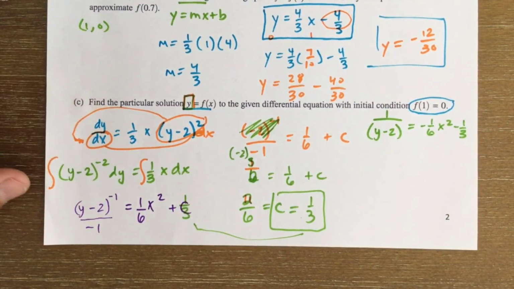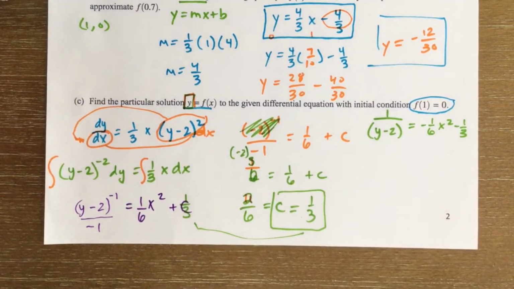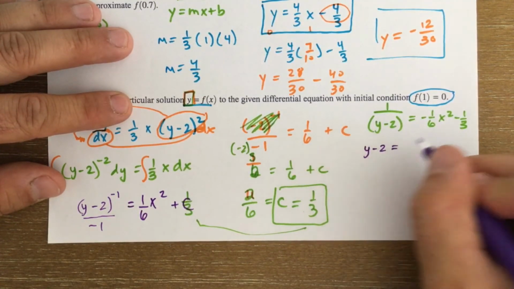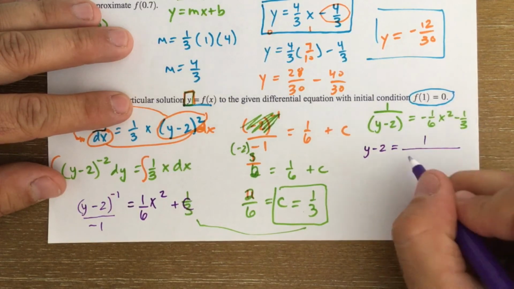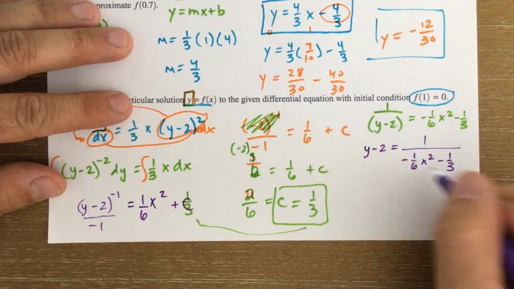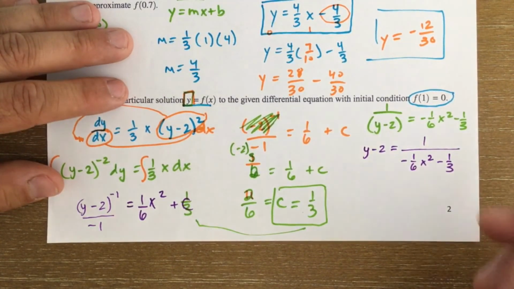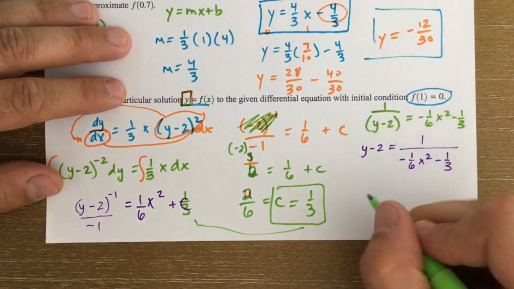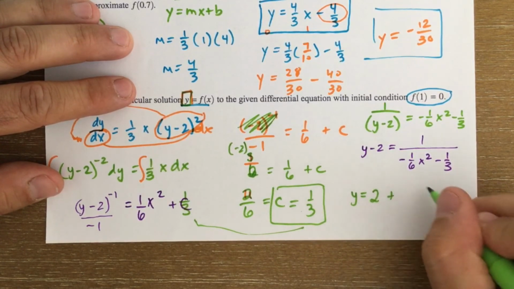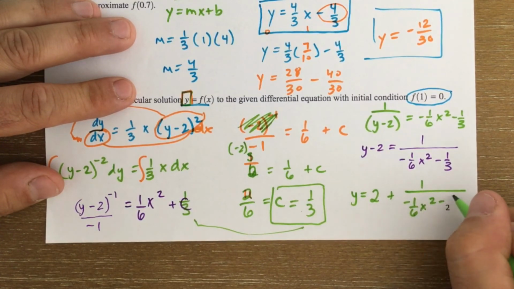And the next thing I'm going to do is flip the left side and flip the right side, which basically just means raise both sides to the -1 power. So I'm going to have y minus 2 equals 1 over all of that junk, negative 1/6 x squared minus 1/3. And I don't have to multiply everything by 6 over here or try to do anything fancy to clean it up. It doesn't have to be clean, it just has to be right. Last step is add 2. So y equals 2 plus 1 over negative 1/6 x squared minus 1/3.